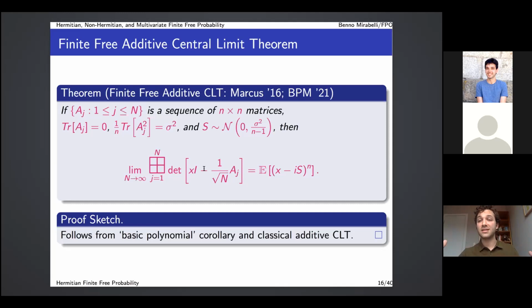And as I take the limit as capital N, the number of matrices, goes to infinity, it converges to this polynomial, which I write as an expected polynomial, where this is a random variable that is distributed according to the Gaussian distribution, which is, of course, the additive central limit theorem of classical probability. So this really has a direct connection between the finite free additive central limit theorem and the additive central limit theorem of classical probability. And actually the proof follows directly from the classical proof of the central limit theorem and from the connection to classical probability from the last slide.